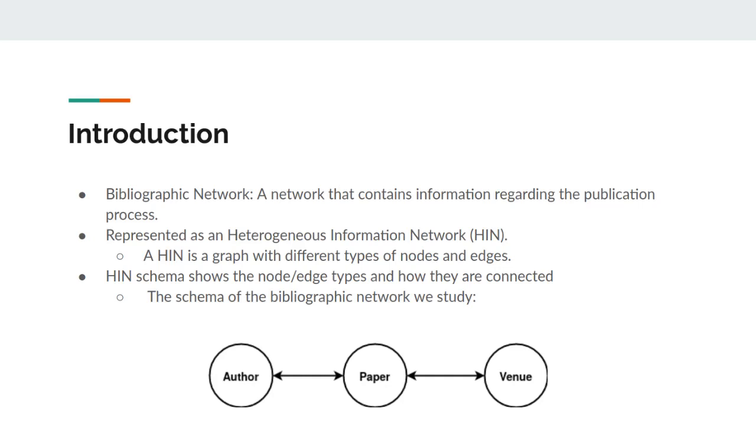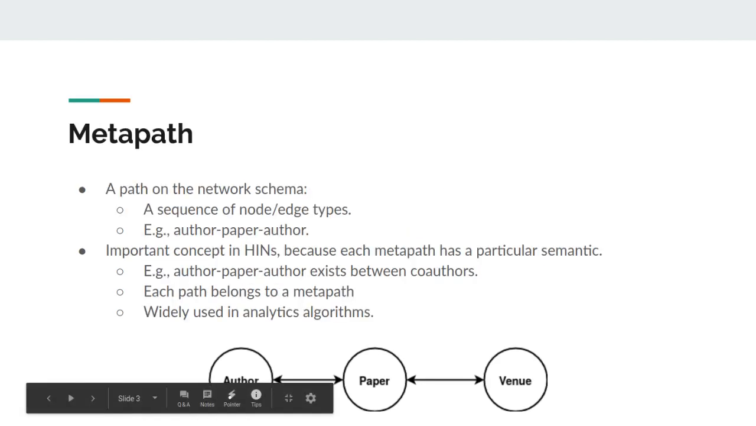From a data management perspective, a bibliographic network can be represented as a heterogeneous information network, in short, HIN. A HIN is a graph that contains different types of nodes and edges. For example, the HIN of a bibliographic network may contain authors, papers, and venues. The schema of a HIN shows the types of nodes and edges that exist in the network and how they are connected. The schema of the bibliographic network we study is shown at the bottom of the slide.